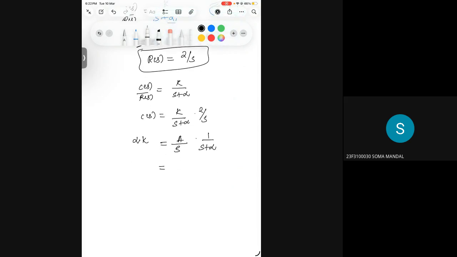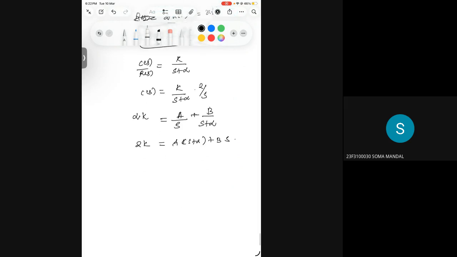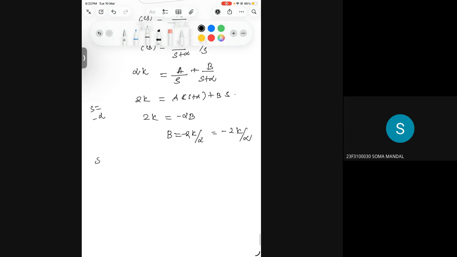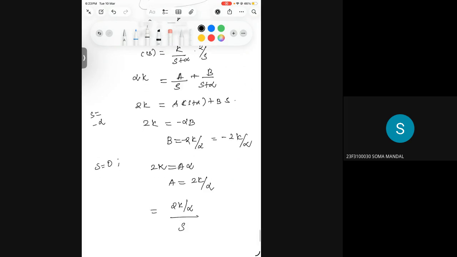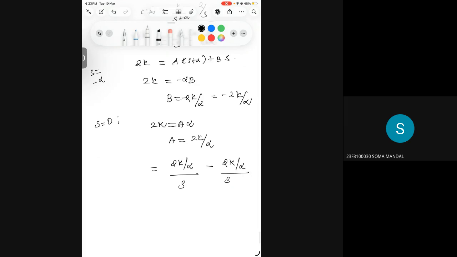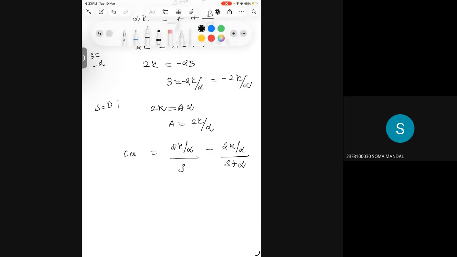So this will give me A into s plus alpha plus B into s equal to 2k. So when s is equal to minus alpha, B equals minus 2k by alpha. If I make any mistake, let me know. When considering s equal to 0, alpha A equals 2k, so A would be 2k by alpha. So my transfer function would look something like this. So far, I think I'm right. Yes, ma'am, right. Minus 2k by alpha by s plus alpha. So this is going to be your transfer function, C of s, right?